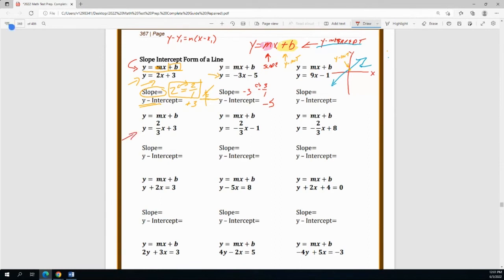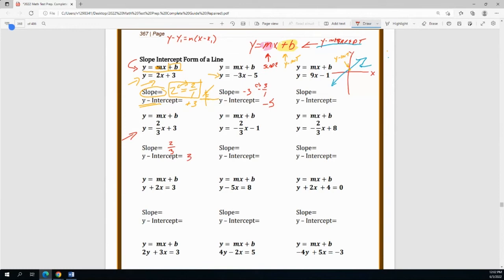Let's try one more. Look at this one. What is the slope? Oh, did you say 2/3? Agreed. What is the y-intercept? Did you say 3? That would be correct.